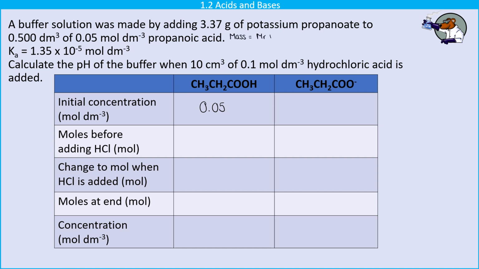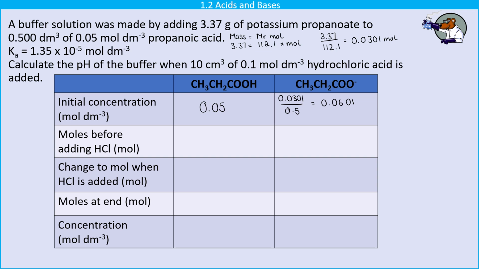So I know that mass is Mr times moles, everybody's favourite equation, and so 3.37 grams is going to be 112.1, that's the relative formula mass of potassium propanoate, multiplied by the number of moles, and therefore my number of moles is about 0.0301. That's not the full calculator display, but it's okay to be rounding. So I could at this point work out that the concentration is going to be 0.0301 divided by 0.5, which gives me about 0.0601. Yes, I know that doesn't work out exactly, but it's because I'm still using my calculator display from the previous bit.